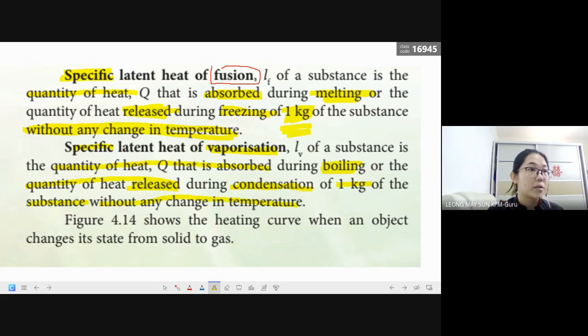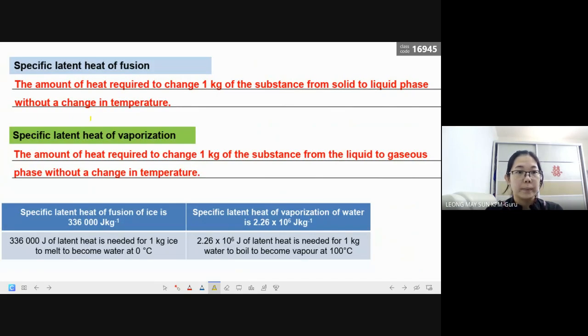Okay, I'm going to proceed with the next part of the textbook. The top part is what we have already discussed just now. I want your attention at the bottom part, because sometimes they ask this kind of question: what does it mean that the specific latent heat of fusion of ice is 336,000 joule per kg?